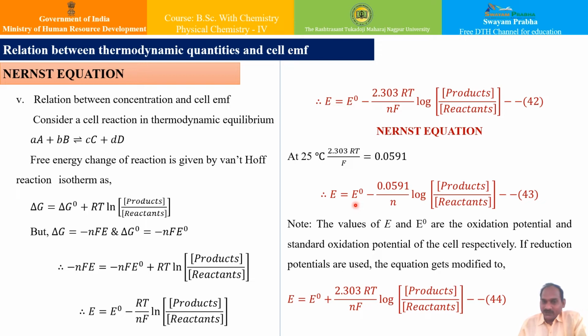Now if I use the reduction potential, as the IUPAC standards say we have to use the reduction potential, this minus sign converts into a plus sign, and therefore equation 43 converts to this form, that is E is equal to E standard plus 2.303 RT upon NF log of products upon reactants. So there is a very basic difference: whenever we use oxidation potentials, this form of the Nernst equation is applicable, and whenever we use reduction potentials, this form is applicable. Okay, let us see its application.